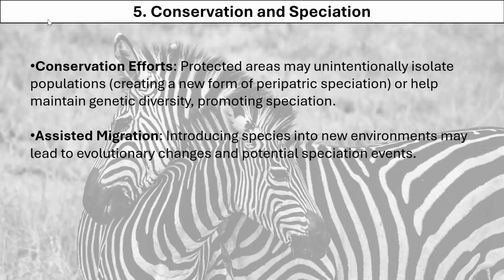Human beings are also involved in conservation and the speciation process. How? Protected areas may unintentionally isolate populations, creating a new form of peripatric speciation, or help maintain genetic diversity, promoting speciation. Introducing species into a new environment may lead to evolutionary changes and potential speciation events.